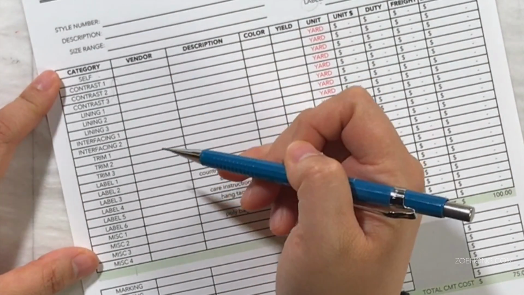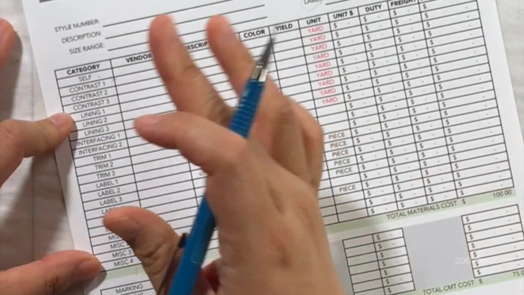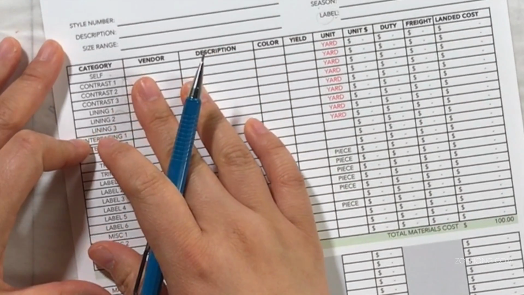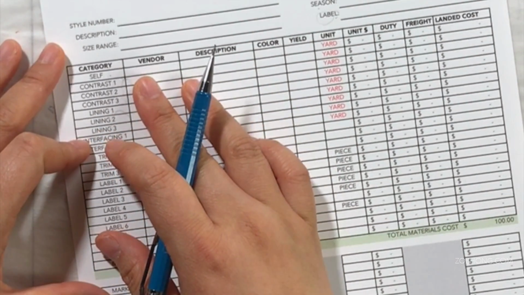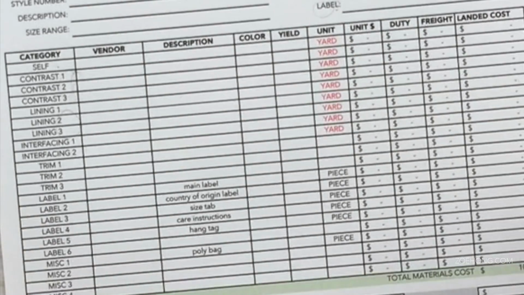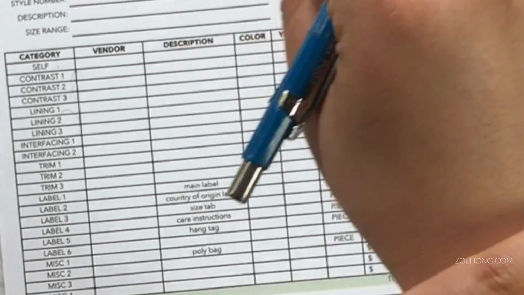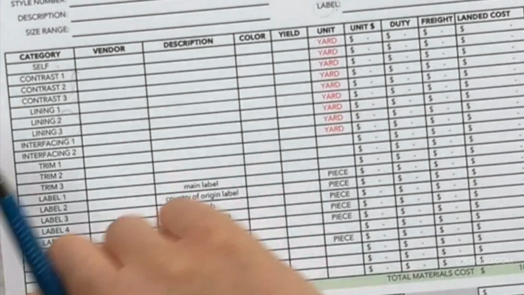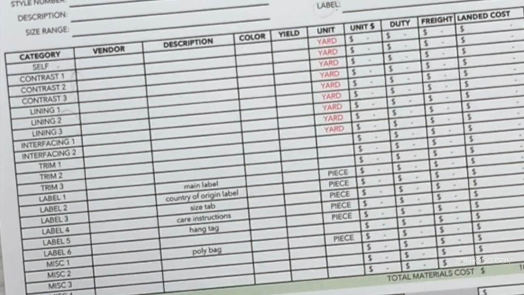So I put in slots for 3 contrasts. If you need more, you can add more slots in Excel. 3 slots for lining. And you may be thinking, Zoe, who has 3 different linings in one garment? Quick example, let's say you have a winter jacket. Maybe you want to line the body in a nice warm flannel, but flannel is not great for sleeve lining because you want to slide a shirt into a slippery sleeve lining, so that's your second lining.